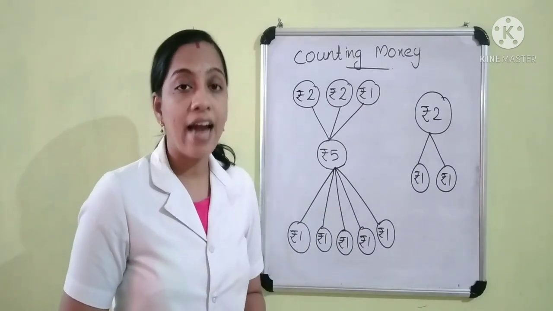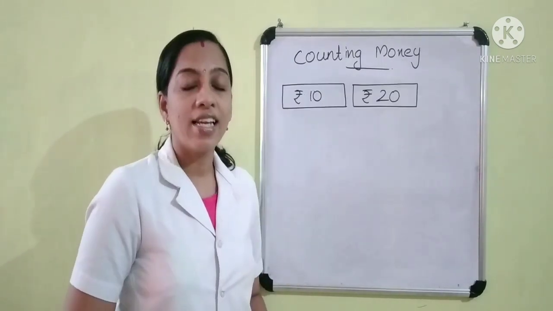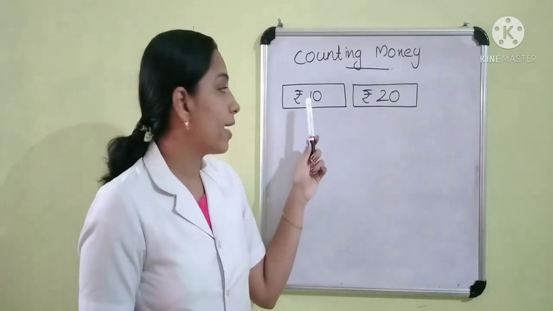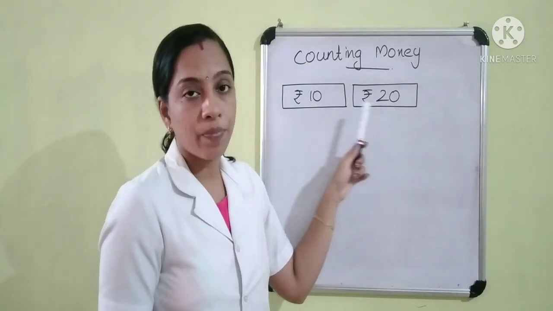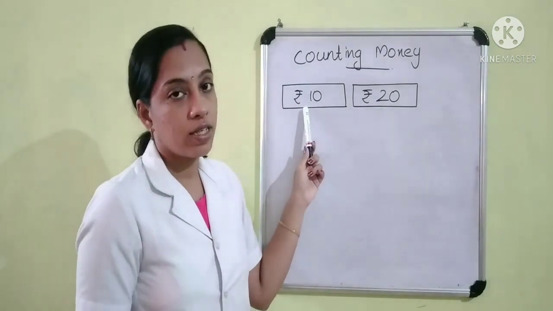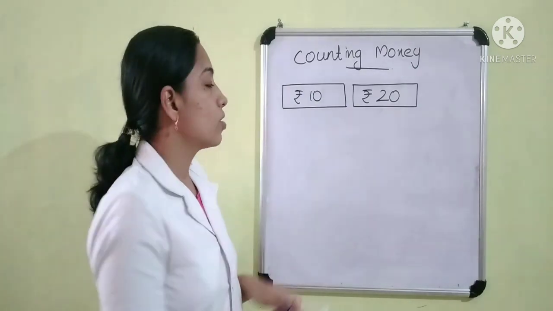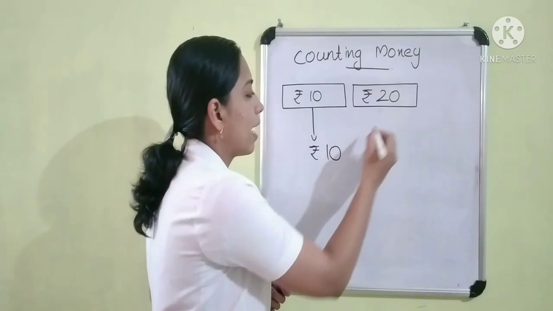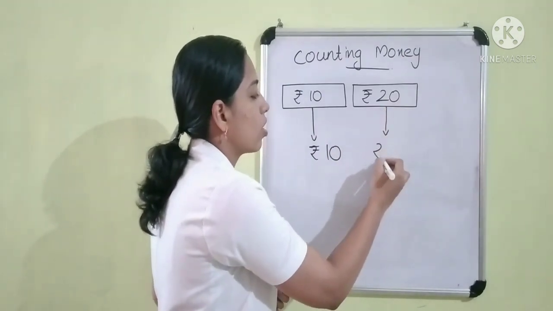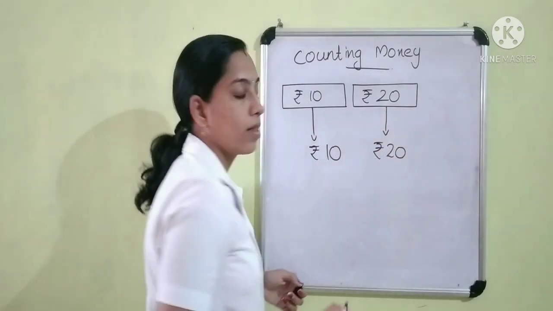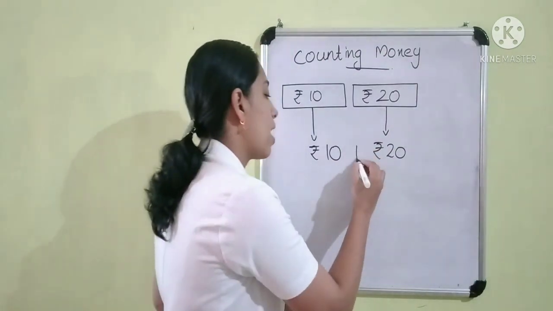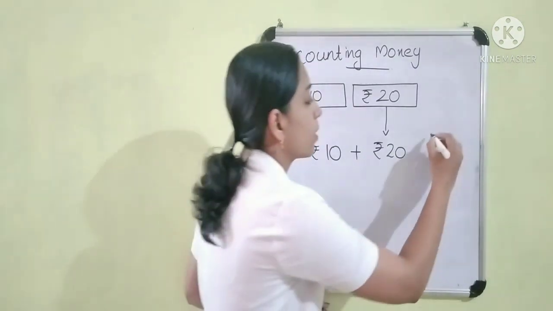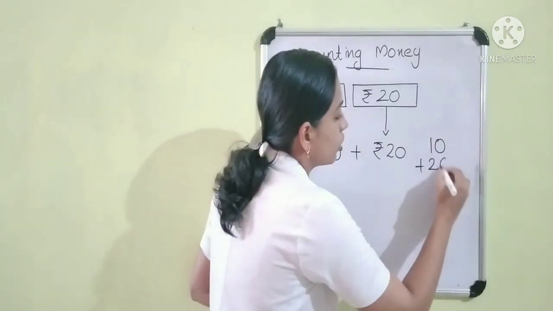Similarly, we can add the notes also. Children, let us see how to count the notes. See, here we have a 10 rupee note and a 20 rupee note. Tell me, what is the value of this note? Yes, here we can see the number 10. So, the value of this note is rupees 10 and the value of this note is rupees 20. Then, we will add this amount, that is 10 plus 20. What is 10 plus 20? Let us see. 10 plus 20.